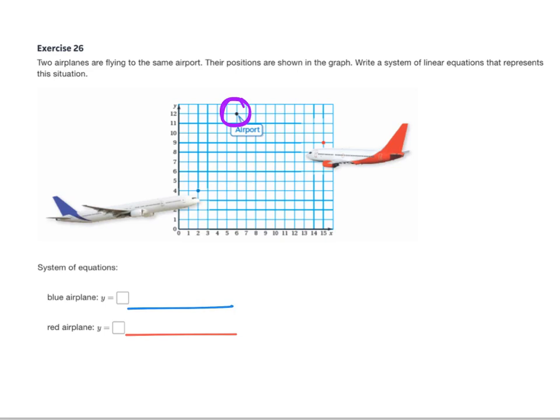So if I were to draw the blue line that goes towards the airport, and if I were to draw the red line that goes towards the airport, their intersection would have been at the airport because that's where they were both landing, and the coordinate for the airport was 6, 12. That would have been our answer, but they already gave it to us, so we didn't have to write it. So all we need to do if we're solving by graphing is find out what that coordinate point is when these lines intersect.